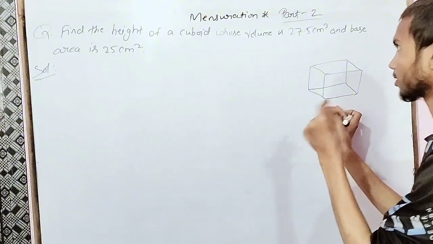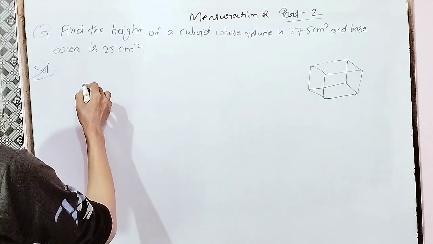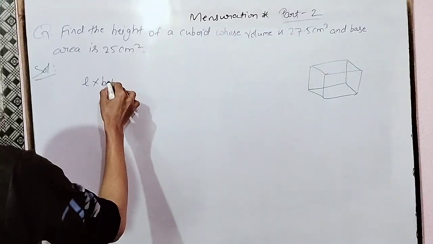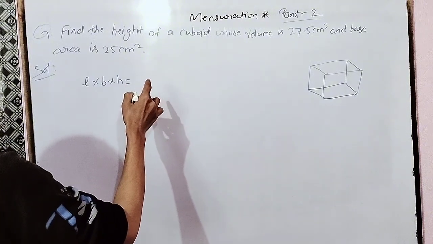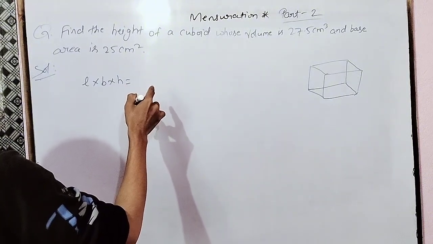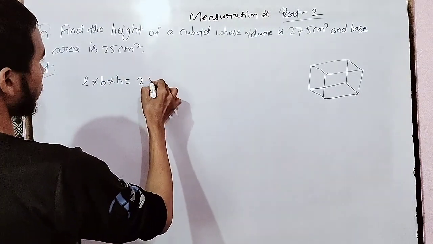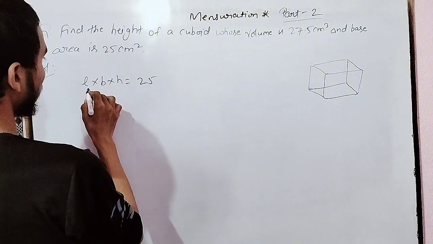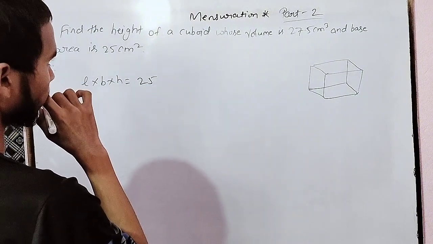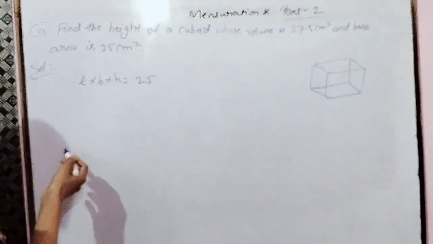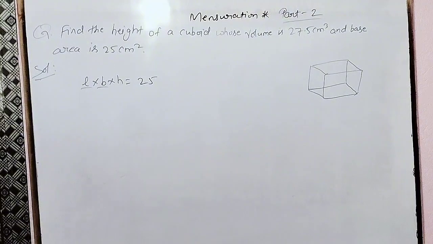So here remember, we can write L multiplied by B multiplied by H. Here the base area is given as 25. Now we don't know L and B individually. We don't know how to solve it yet.